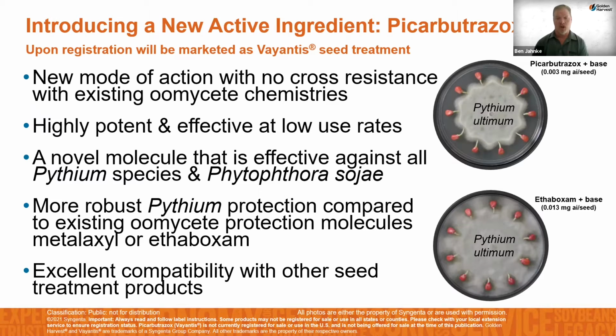It offers very robust Pythium protection compared to existing molecules like metalaxyl or ethaboxam. It has excellent compatibility with other seed treatment products. You can see a visual off to the right here, picarbutrazox on the top, ethaboxam on the bottom, and the visual representation of Pythium control on one of the more common Pythium species.